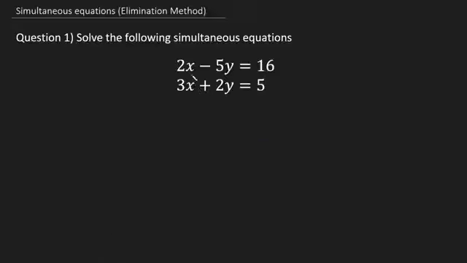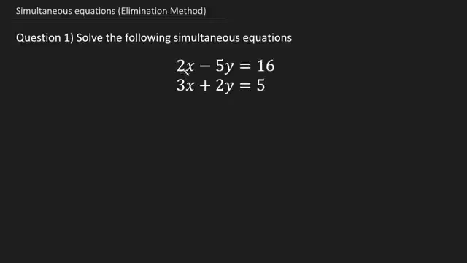Okay, so you can solve simultaneous equations in 4 steps. So step 1, you want your x's or your y's to be the same value. You can either choose your x's to be the same or your y's to be the same. It really doesn't make a difference. In this case, I'm going to choose my x's to be the same.